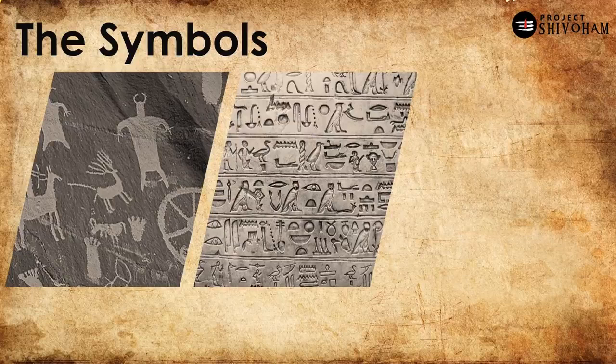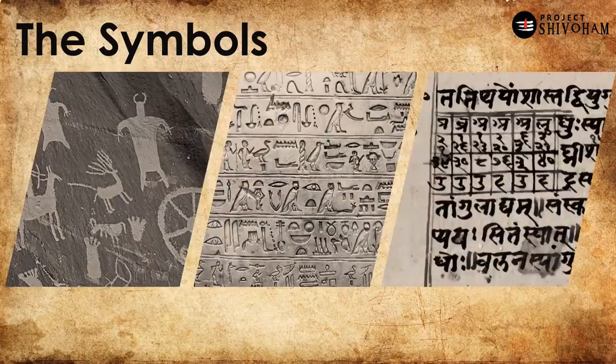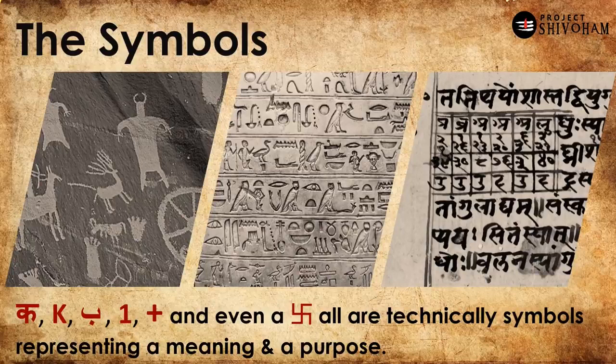And with further evolution, and in parallel, the script evolved where humans can articulate their thoughts in the form of alphabets or symbols. And if we go deep down, say the Hindi letter Ka or the English alphabet K or an Urdu alphabet Be or a number 1 plus sign or even swastika, technically all are symbols representing a meaning and a purpose. Even our alphabets are also symbols, just that we have raised to that level of consciousness where we identify an alphabet with a sound, calling it an alphabet and not really a symbol.